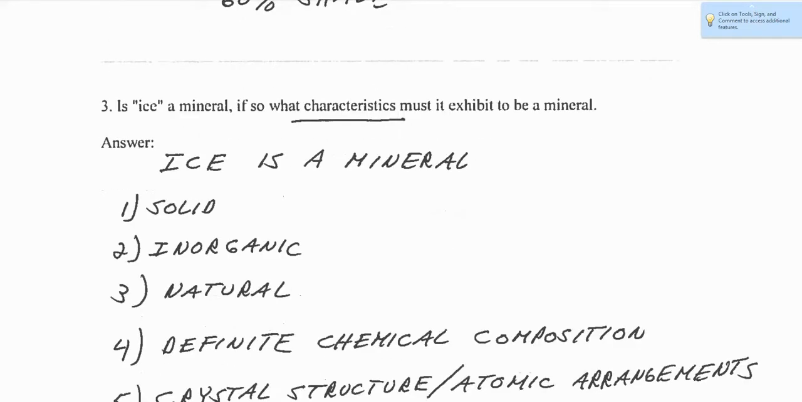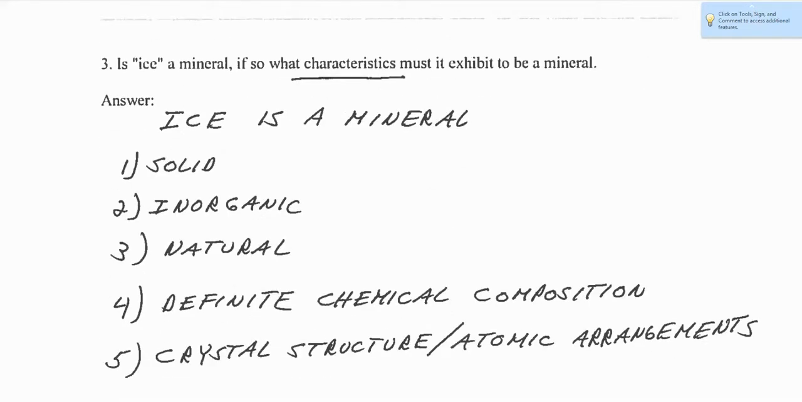Is ice a mineral? If so, what characteristics must be exhibited? Well, we talked about this in class and also from the lecture. Ice is a mineral because it is solid, it's inorganic, it's naturally occurring, it's not man-made, has a definite chemical composition, and it has a crystal structure and a particular atomic arrangement. And water is H2O. And so those are the characteristics of a mineral.